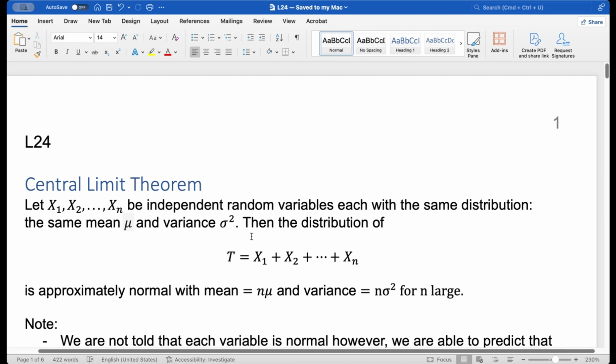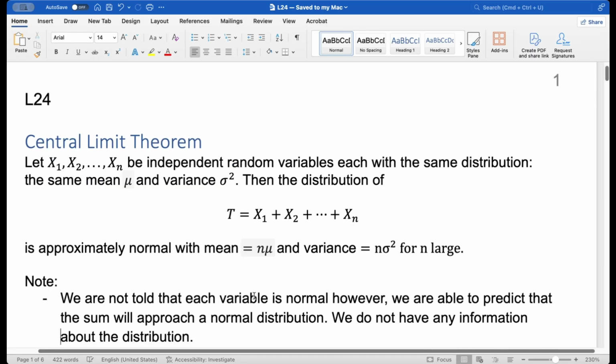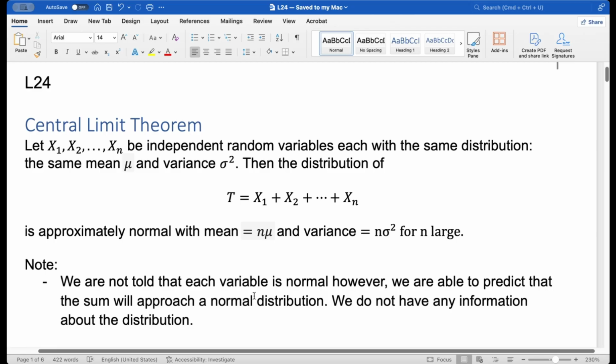This sum will be approximately normal. The mean will be n times mu. Variance will be n times sigma squared for n large. As n gets very large, this approaches a normal distribution shape. Mean n times mu, variance n times sigma squared.